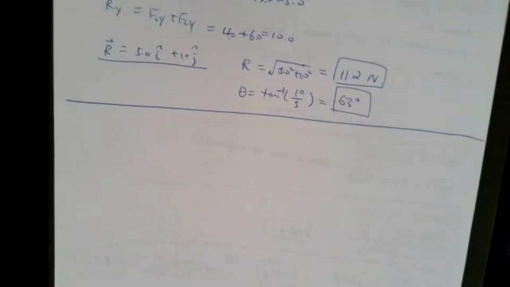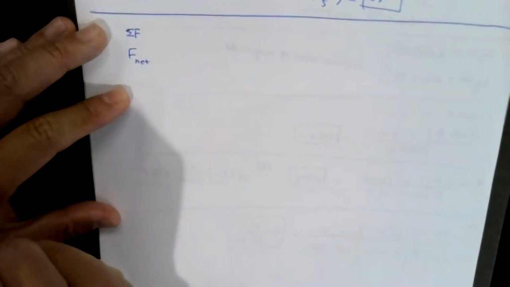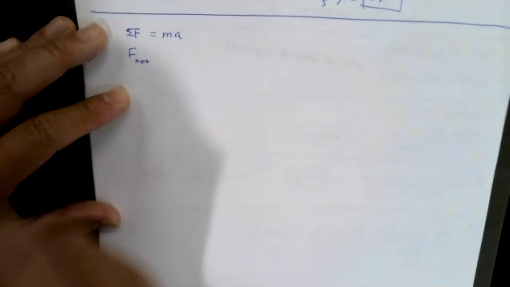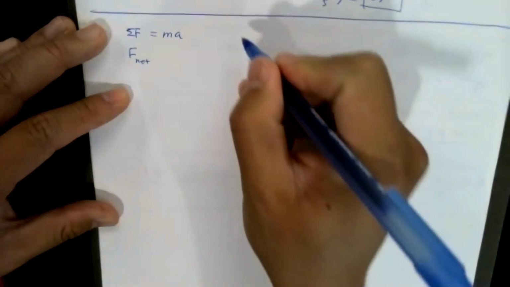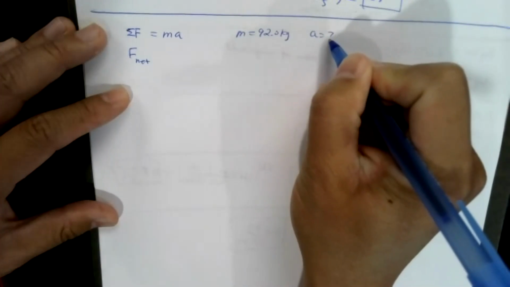All right, I think most of you are done with the first one. We can take a look at the solutions here together. As I said, we are looking for net force. You can use summation of force as net force, or you can say F sub net. That means net force as well. Either way, it's going to equal mass times acceleration. We know mass is 92.0 kilograms, then we need to figure out the acceleration.